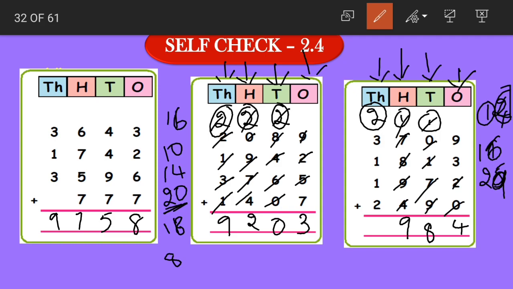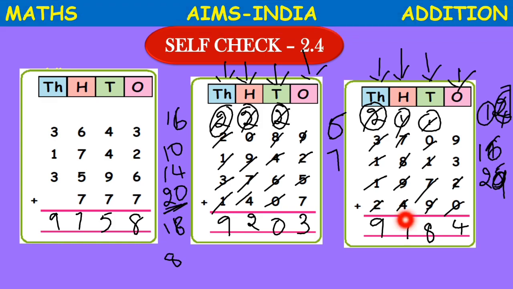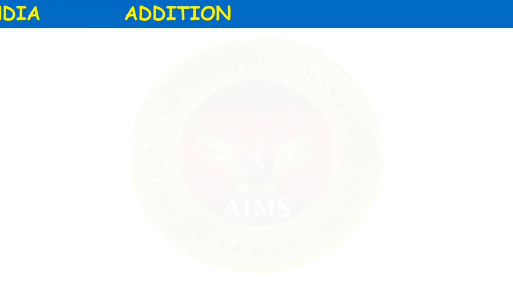The last place, thousands place, 2 plus 3 becomes 5. 5 plus 1 becomes 6. 6 plus 1 becomes 7. 7 plus 2 becomes 9. So these are the answers here: 9758, 9203, 9984. Hope you all got correct answers.